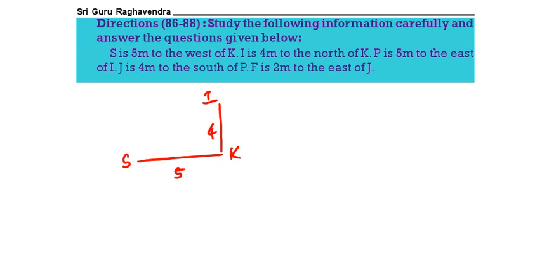Then P is 5 meters to the east of I. This is P. Then J is 4 meters to the south of P. This is J. Then F is 2 meters to the east. This is 2, this is F. Now based on this we should answer the questions. This is the total directions we got.